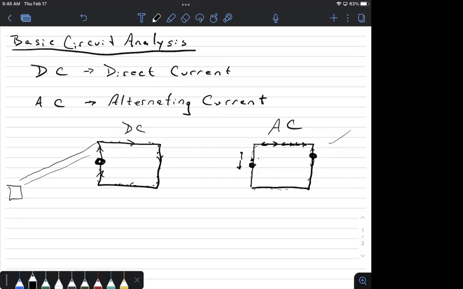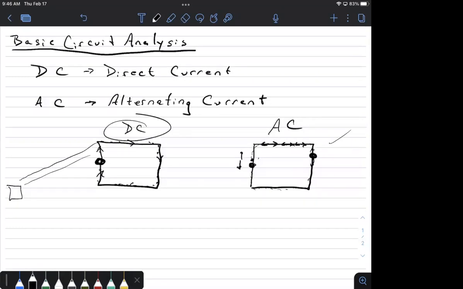Okay, so DC is very good for doing what it does, for what we need it to do. However, for traveling purposes and for more interesting modern devices, AC is more necessary, just because of the fact that the electrons change directions, let's say.